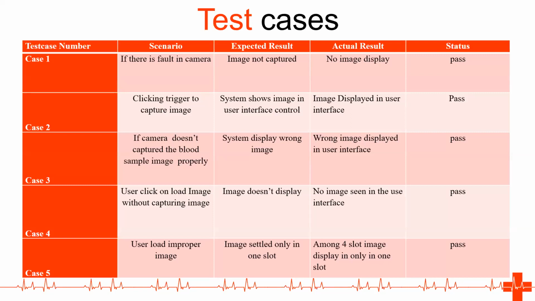The second test case is clicking the trigger to capture the image. After clicking the trigger button, the image will be captured and shown in the user interface. So the expected result is this. The actual result is that the image is displayed in the user interface. So this test case is passed.